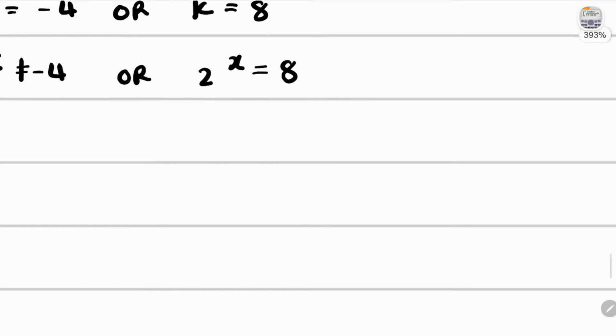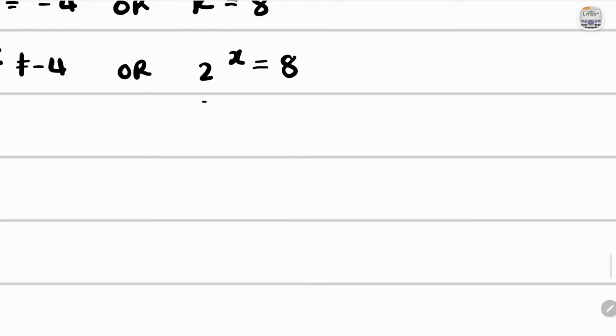Okay, we have 2 to the power of x equals 8. The left-hand side needs to be equal to the right-hand side. So why don't we just rewrite 8 so that its base is 2? So that will be 2 to the power of x is equal to 2 to the power of what gives you 8? It will be 2 to the power of 3.